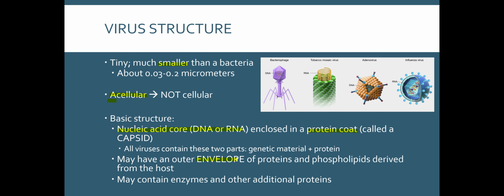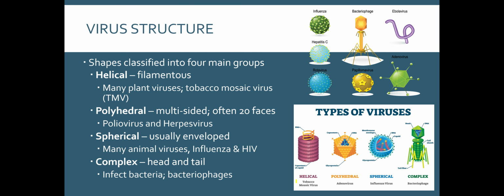Now, you might find some viruses that have an envelope, and what they'll do is they'll actually steal some of those phospholipids and proteins from the host, and they'll create this additional layer outside of their capsid, but it's not the same structure as a cell membrane, and it doesn't do the same thing as a cell membrane. And they may also have their own enzymes, and they may have some other proteins, but they're lacking most of the machinery needed to replicate and build new viruses.